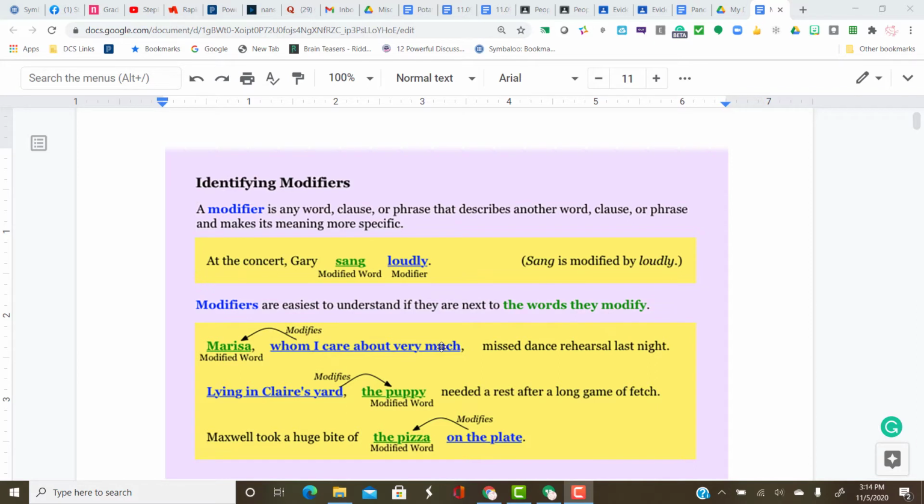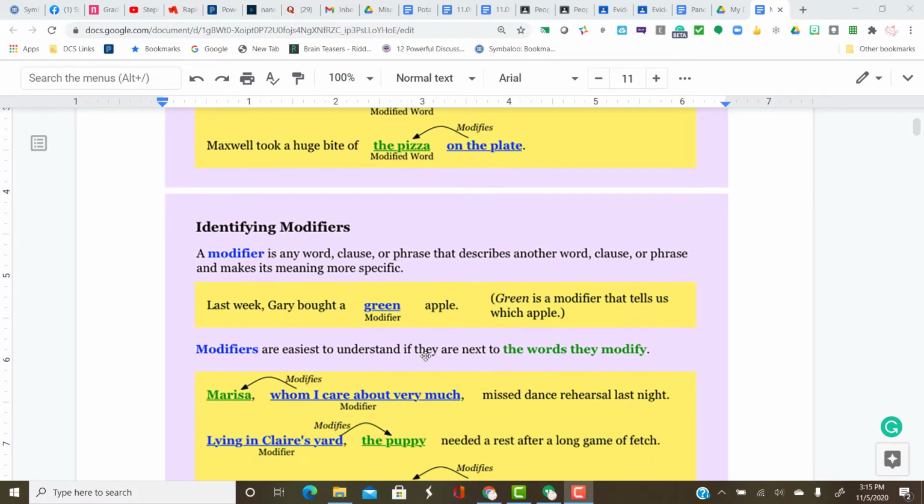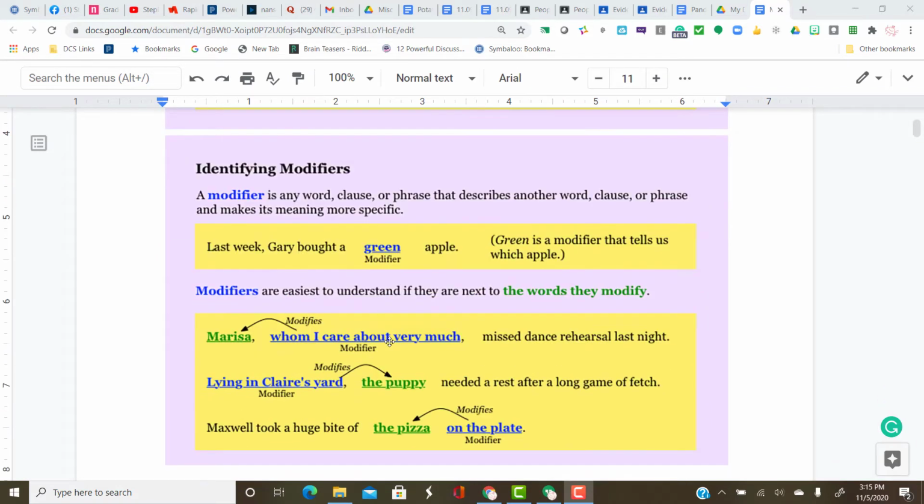Okay, notice that in each of these examples, the modifier, whether it's a word, a phrase, or a clause, appears immediately before or immediately after the word, phrase, or clause that it modifies. When the modifier is not next to what it describes, it is usually misplaced or dangling. And that's a trick they use a lot on the ACT, so be aware. All right, slide 2, here's another example. Last week, Gary bought a green apple. Green is an adjective describing apple. It's a modifier, it comes right before it.